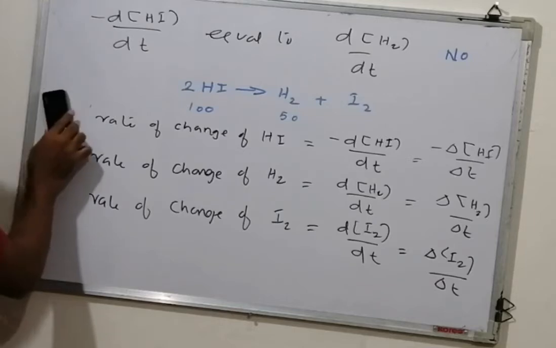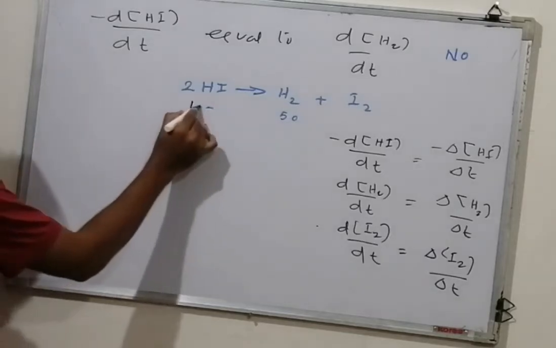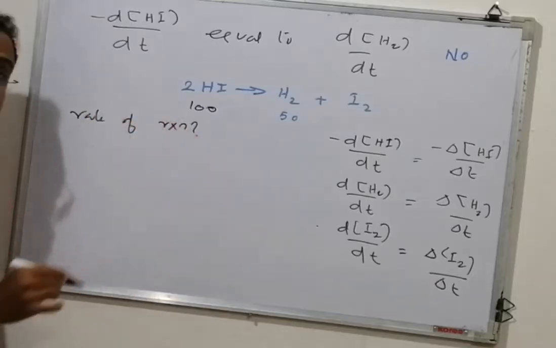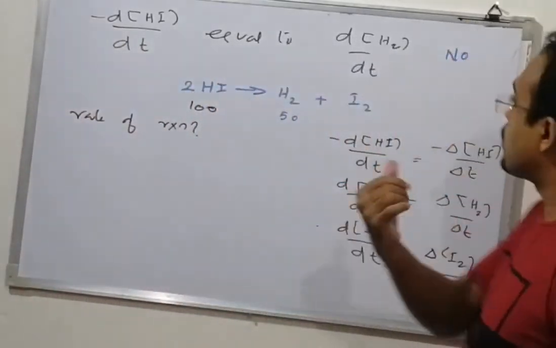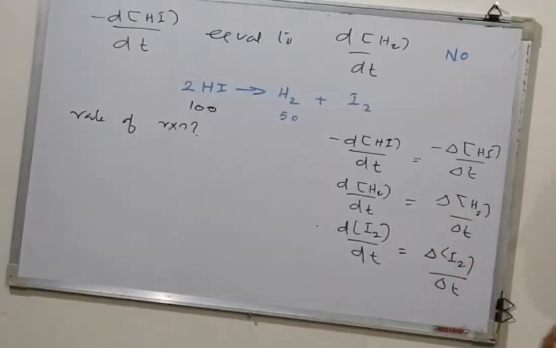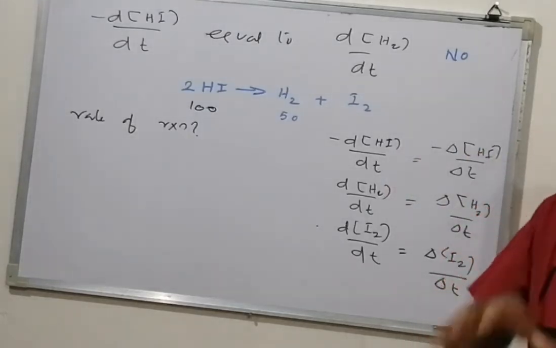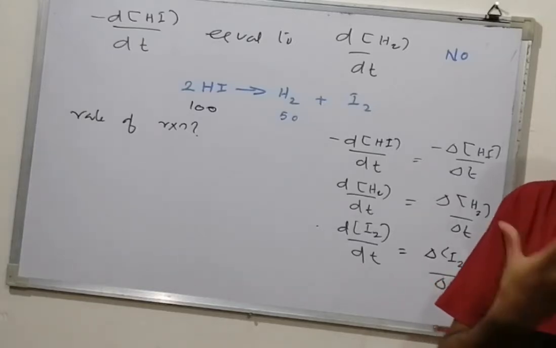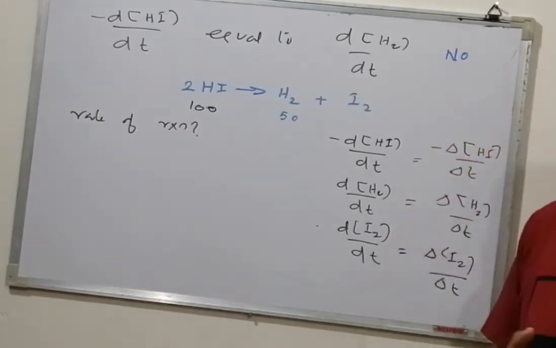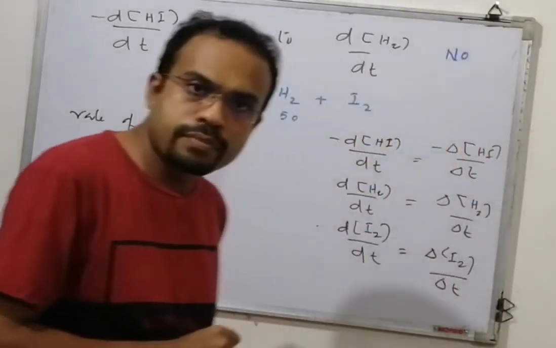Now, the biggest question is, which will be taken as rate of reaction? Which one will be taken as rate of reaction? Whether it is rate of change of H2 or rate of change of I2 or rate of change of HI, which is the rate of reaction. In a reaction, different reactants and different products have different rates, then which will be selected as rate of reaction?